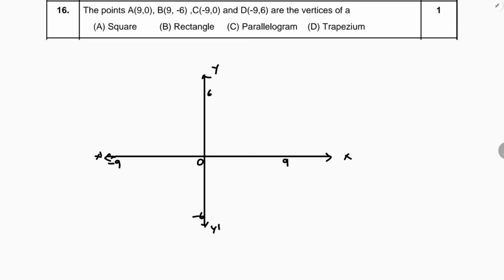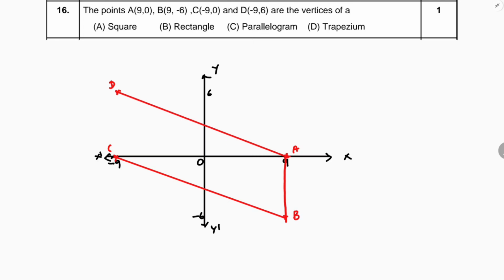So now if you plot 9, 0, it will be over here. This is A. Then 9, minus 6 will be here. So this is B. And next minus 9, 0 is over here, C. And minus 9, positive 6 will be somewhere. This is D. Now see, if you join these points and plot it, here clearly you can see a parallelogram. So here the correct option is C.